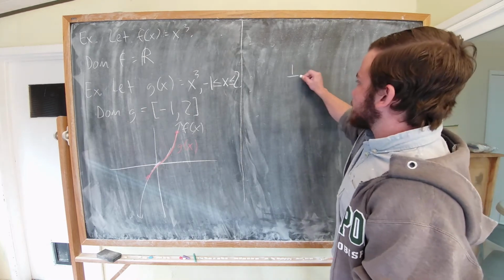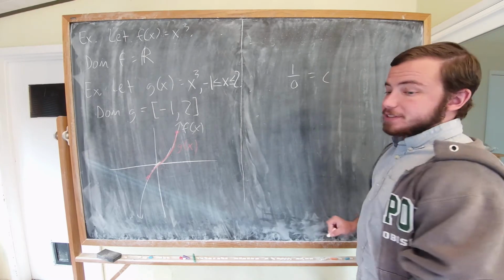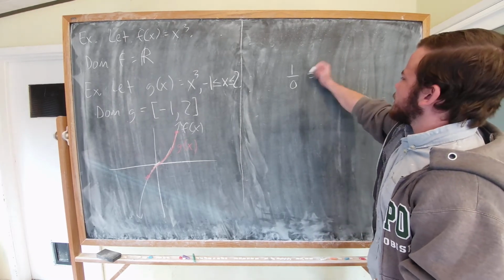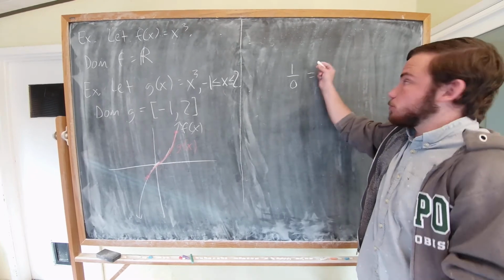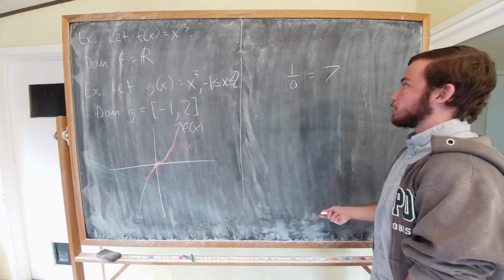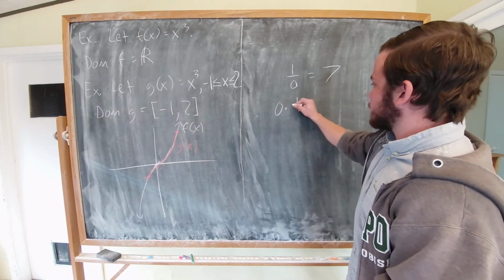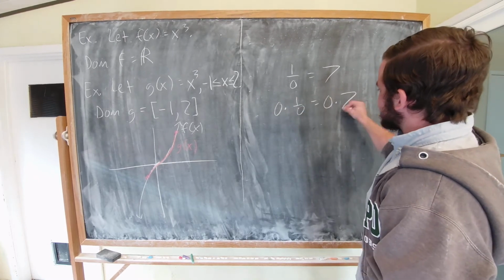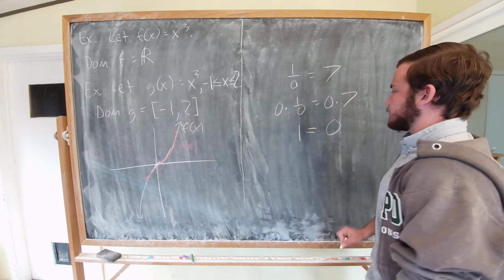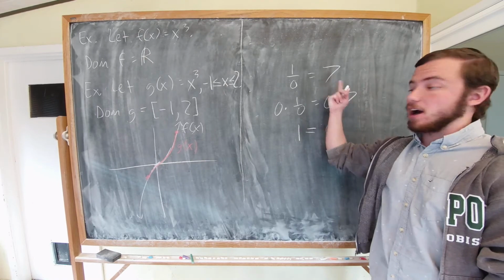Let's say 1 divided by 0 was some number. Let's call it c. Well, maybe not even c, let's give it a value. Let's say 1 over 0 was 7. This would work for any number. Well then, multiplying by 0 on both sides, we get this, which means those should cancel out. 1 is equal to 0. Well, that doesn't work. So 1 over 0 can't be a real number.